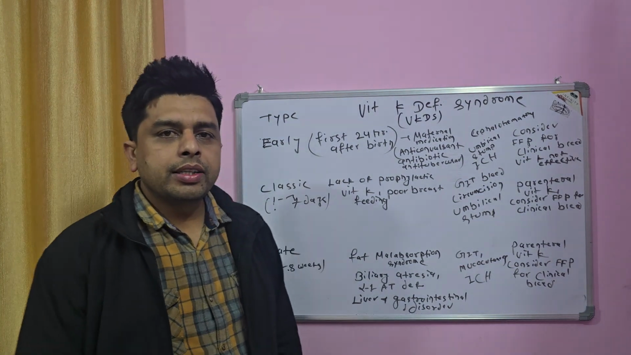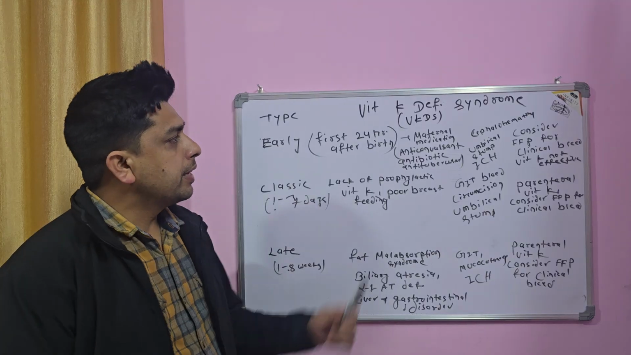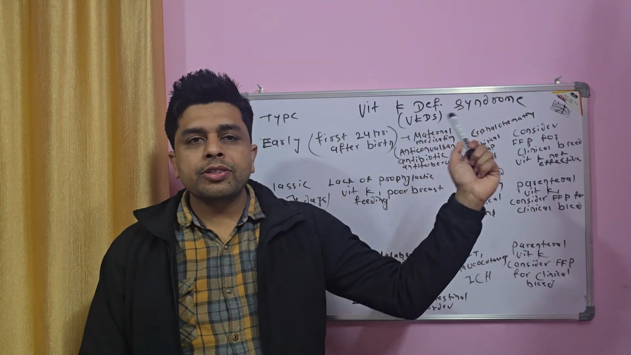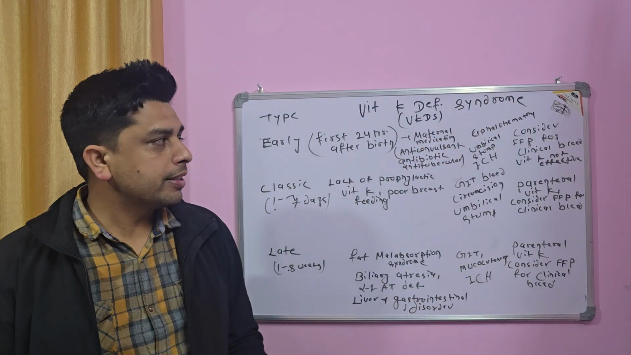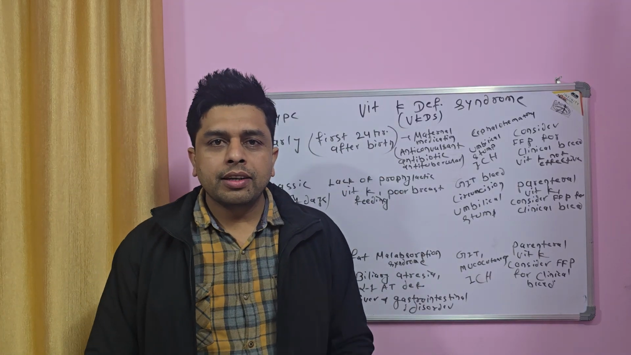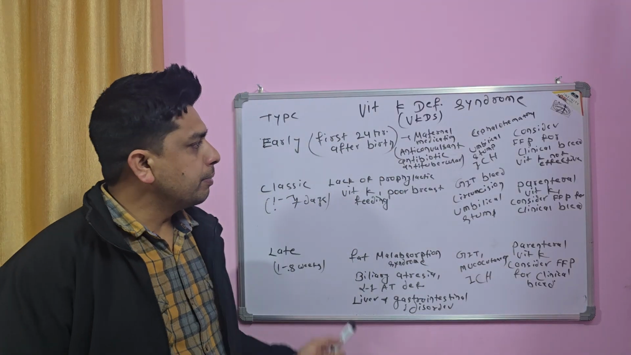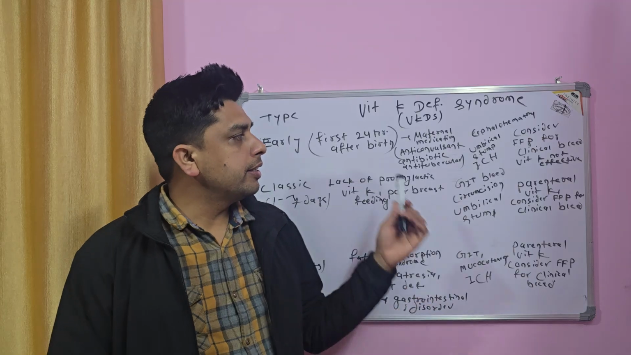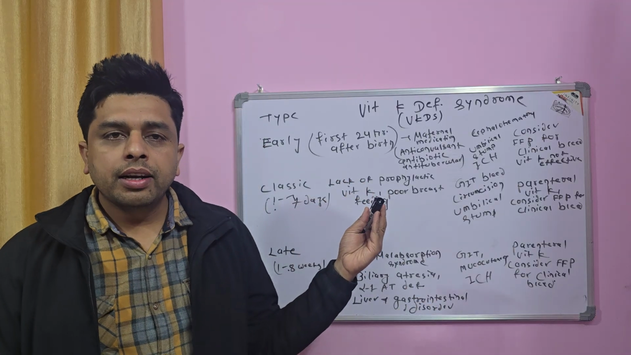Hi everyone, and today is the most important topic, that is vitamin K deficiency syndrome. It is also called VKDS, and that is vitamin K deficiency syndrome. It is the most common topic that all the students should know about, like MBBS students and pediatric students, and it is one of the most common causes of bleeding in the newborn.